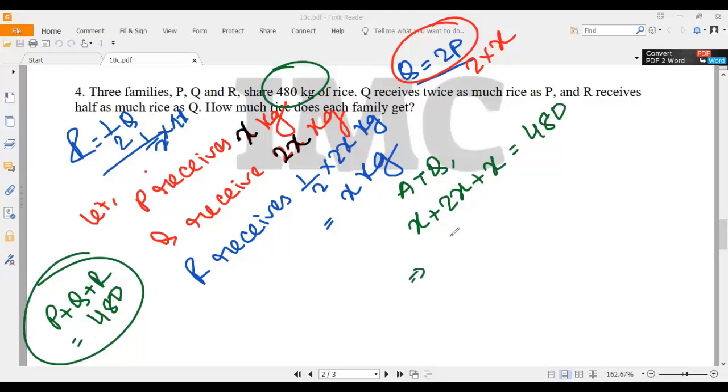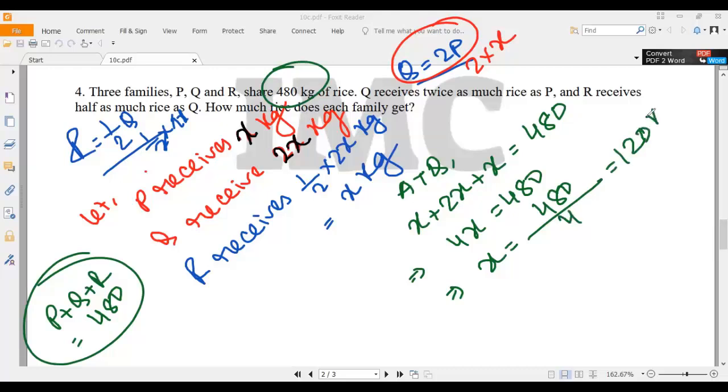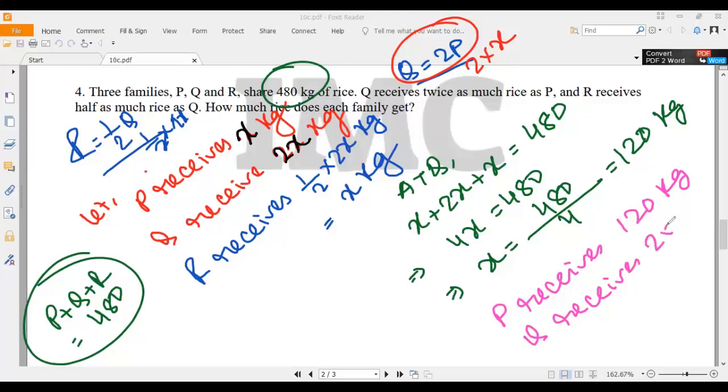Okay. Now, 4X equal to 480. Then the value of X will be 480 by 4. That will be 120 kg. Now, we can say P receives 120 kg. Q receives 2X, that means 2 multiplied by 120, that is 240 kg. And the last one, R receives 120 kg. And that is the solution of question number 4.